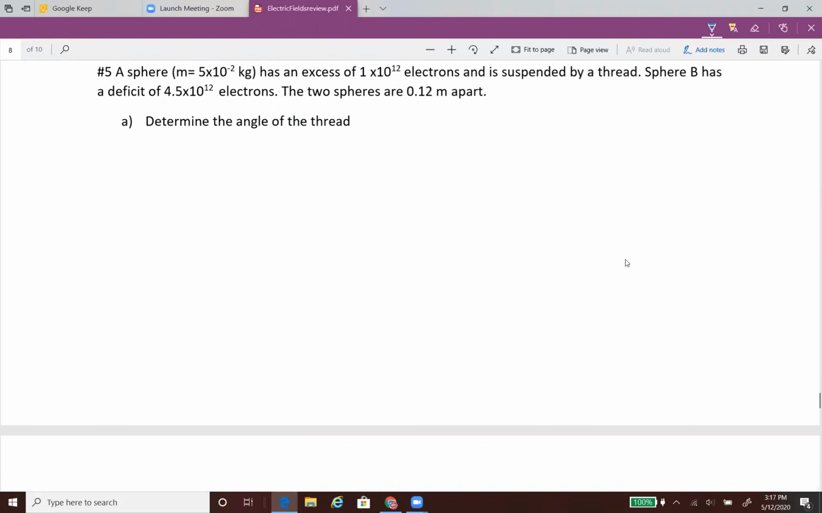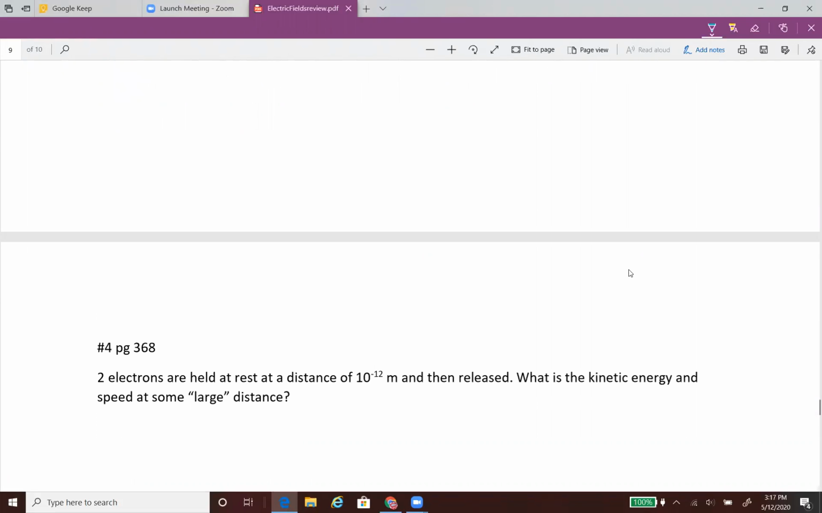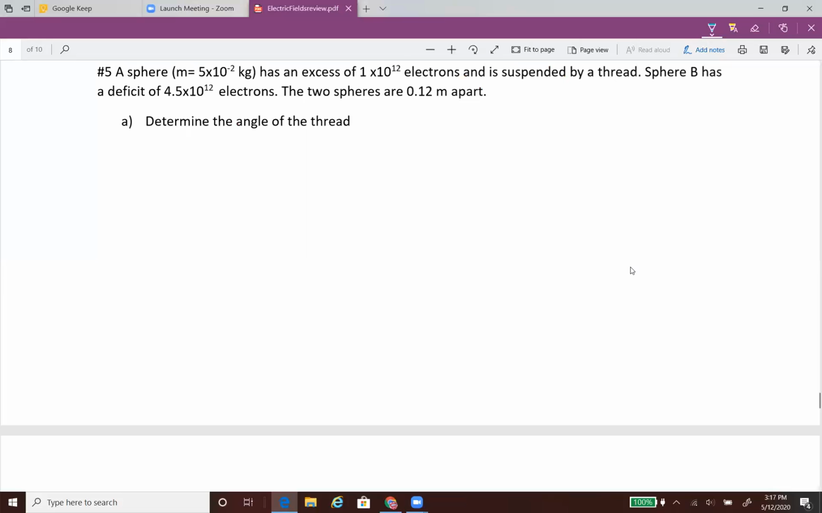All right, number 5. Let's look at number 5. We have an object attached to a thread, and we're just going to try to figure out the angle. We're not going to do the whole question, just part of it. If I remember correctly, part B is just to find the tension, which you could easily figure out. So the thread is on an angle, and we're going to figure out the angle to the vertical.